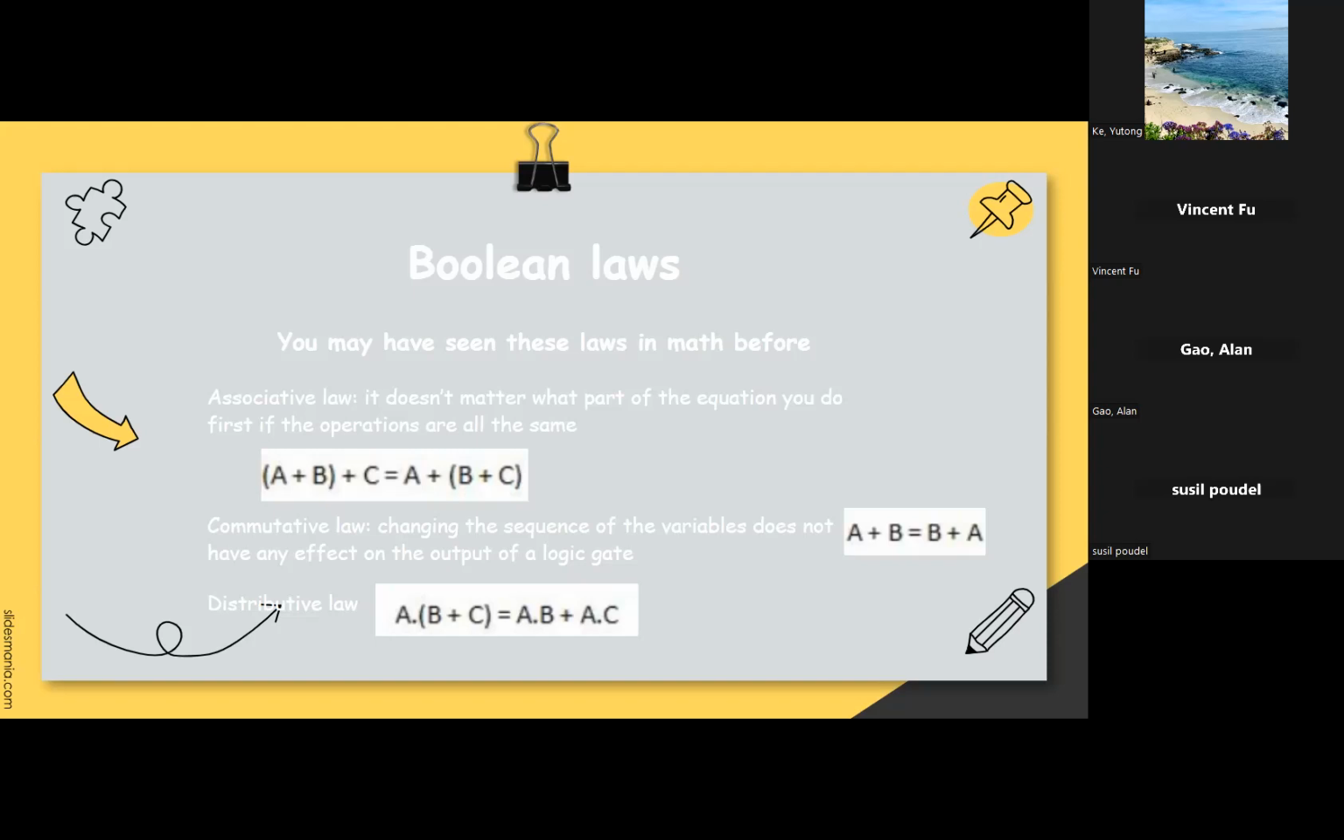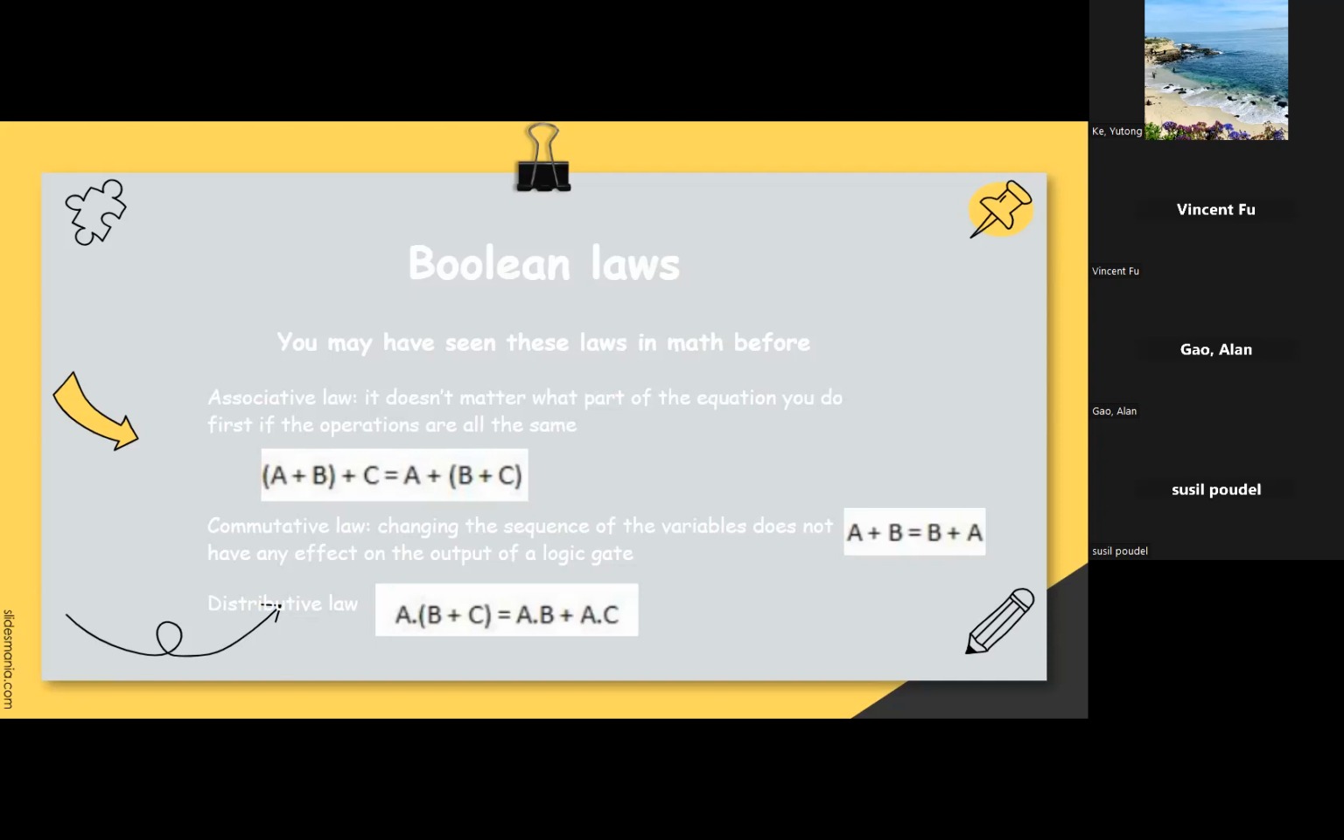Next one, the commutative law, which just means if you flip A and B, it's the same exact thing. So in the example, you can see A plus B equals B plus A. Most of these laws are really self-explanatory and kind of obvious.